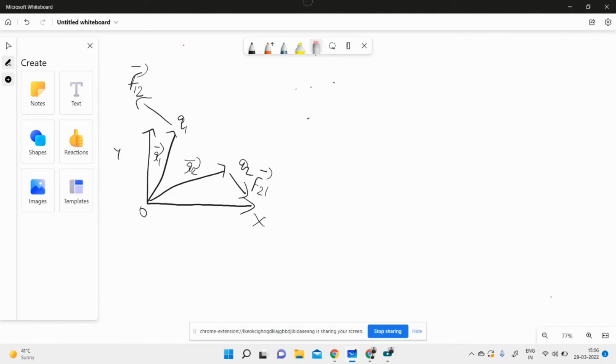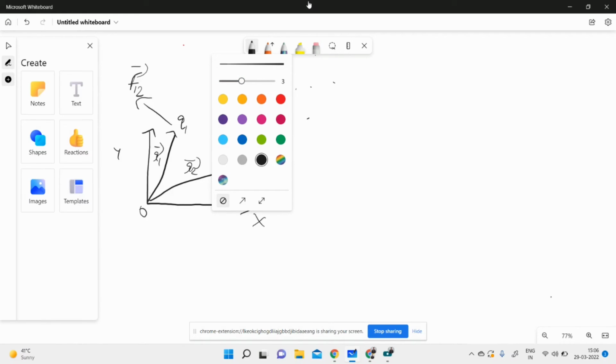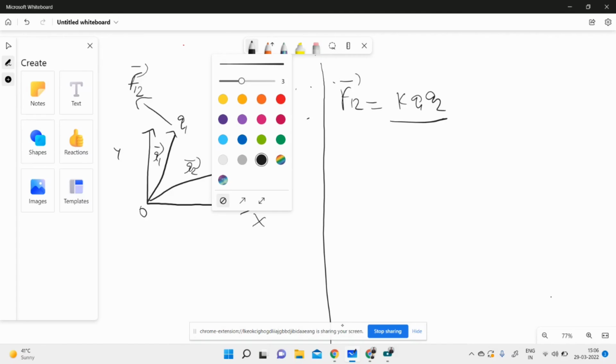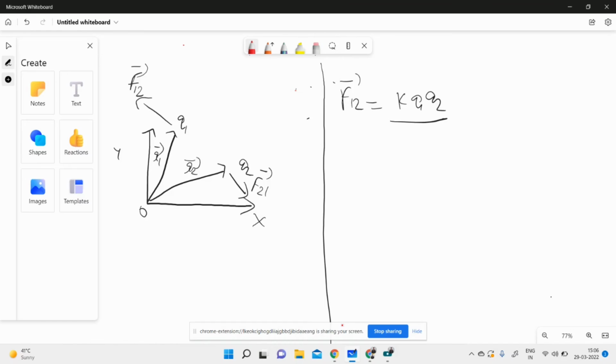But one thing is sure, while discussing Coulomb's law in vector form, we'll specify the direction of force and we'll also specify the direction of the position vector. See, F12, the force on 1 because of 2, is equal to K Q1 Q2 by R square. Students, this thing is important. You don't have to memorize the following thing. Force on 1 because of 2, so 1 is experiencing a force in this direction.